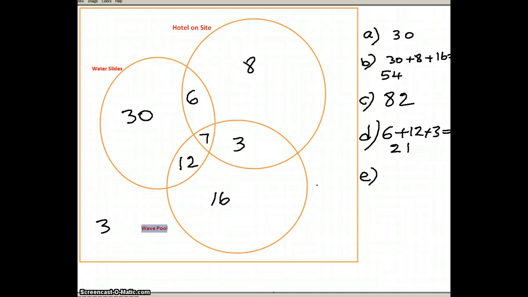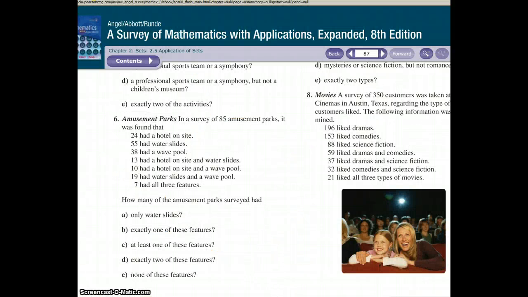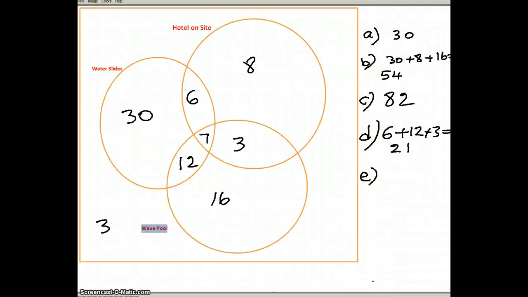Finally, part E, none of these features. So we're going to look at which of these amusement parks has no features at all. This is the one here, 3. As you remember, we did this 3 as none of the features, so from 85 it was 85 minus 82, and that's 3. So that's it. That would be the answer for the whole problem. Good luck.